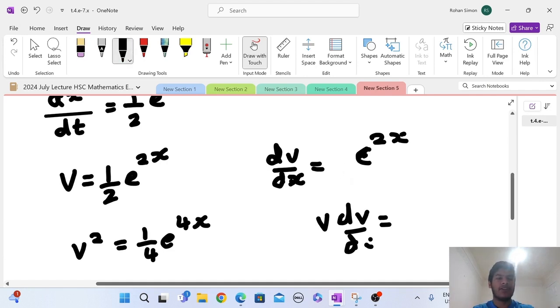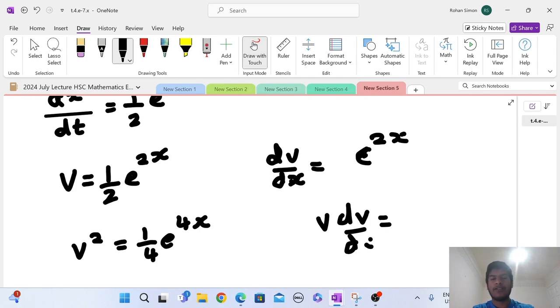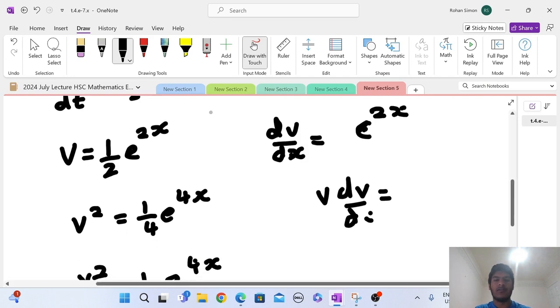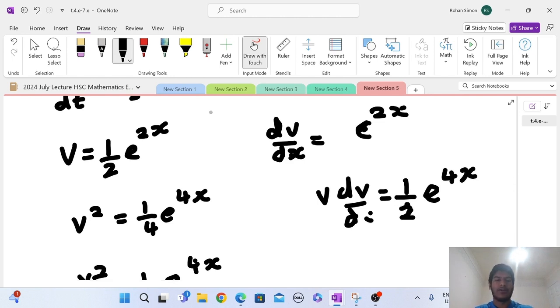If you take the derivative of e to the 2x, half e to the 2x versus e to the 2x, right? And so that's just going to be, if we multiply the two quantities, v dv/dx, that's going to be 1/2 e to the 4x. So same result. You could go either way. Really doesn't matter in this case. They're both about the same amount of work.